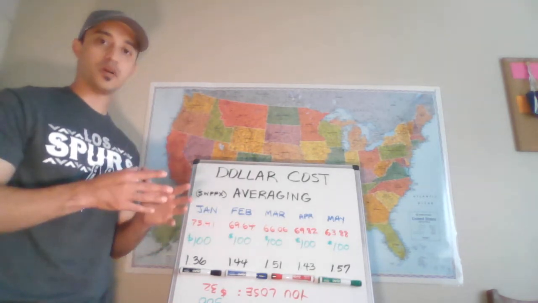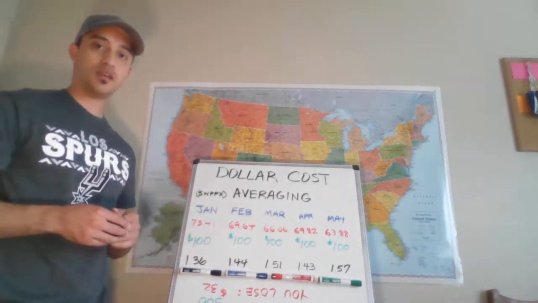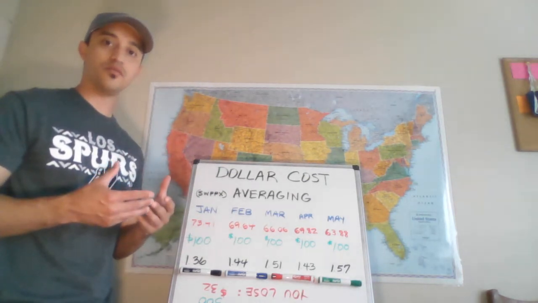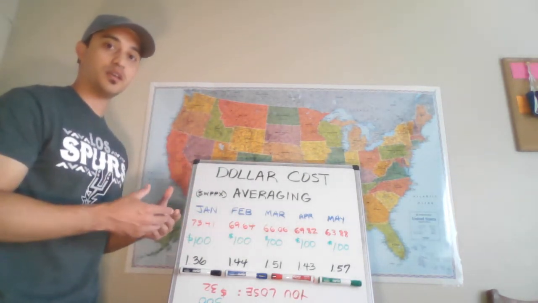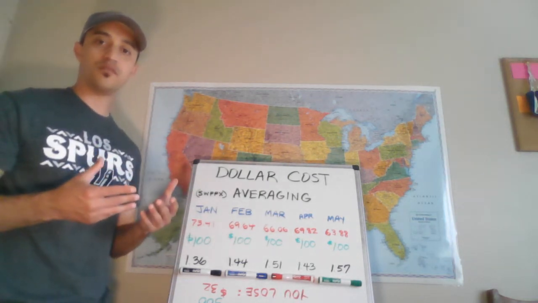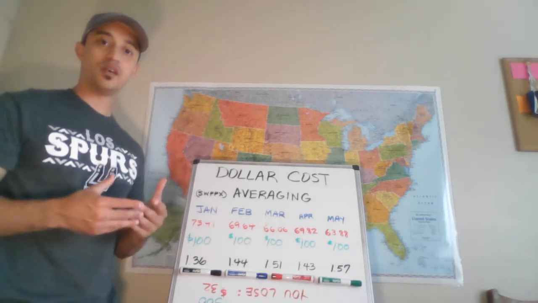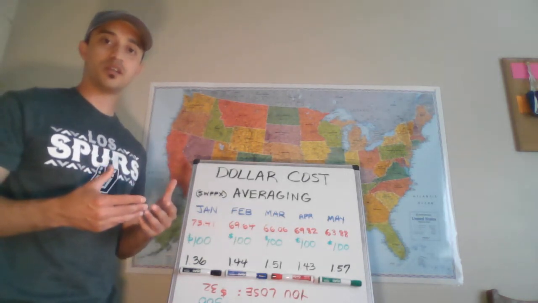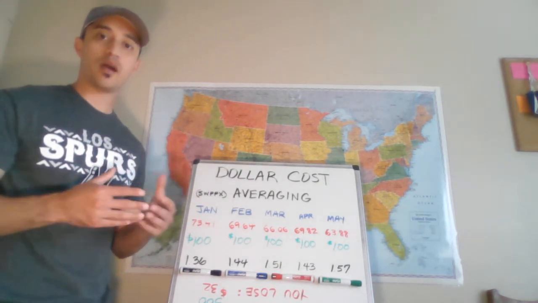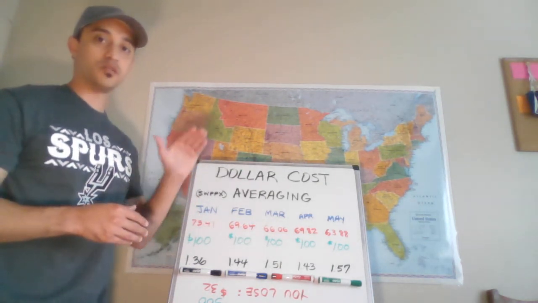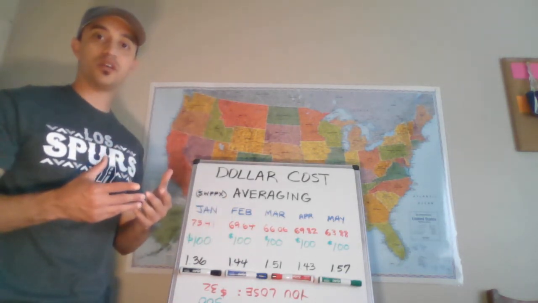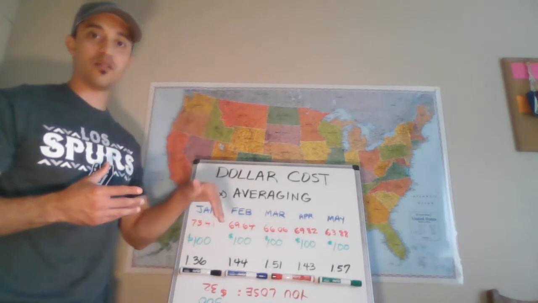You're taking a dollar amount, $100 in this case, and the average cost of the shares that you're buying is actually decreasing. So the whole point of making this video is to let you know that by using dollar cost averaging, you're taking advantage of no matter what happens in the market, whether the market goes up or the market goes down. You're definitely taking advantage of when the market goes down.